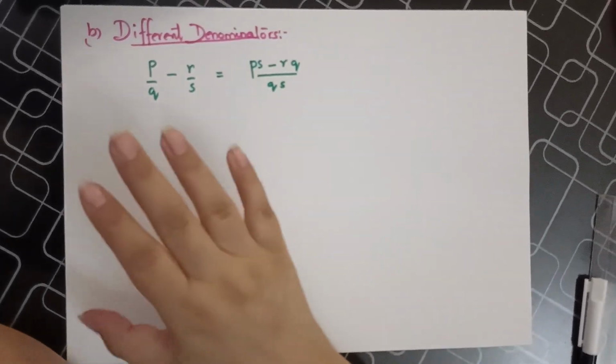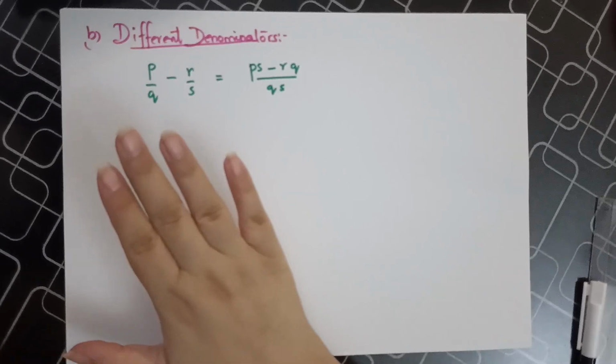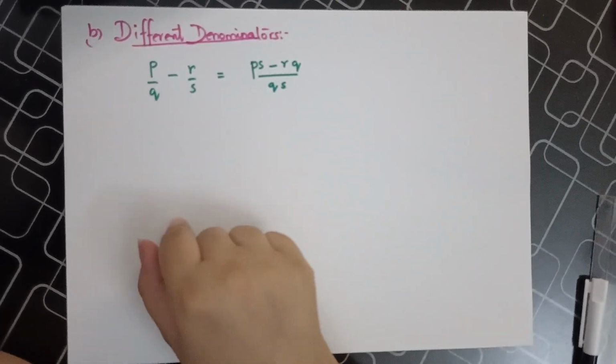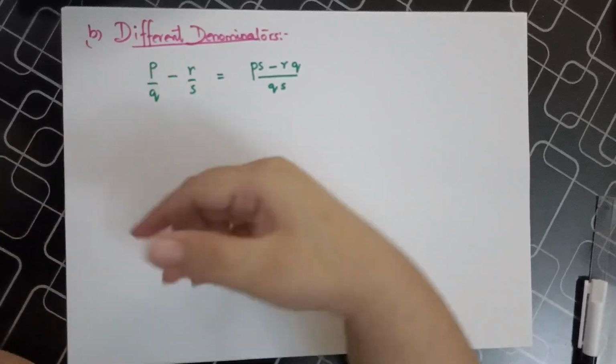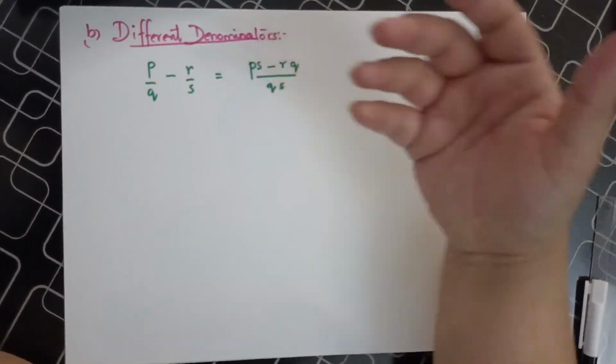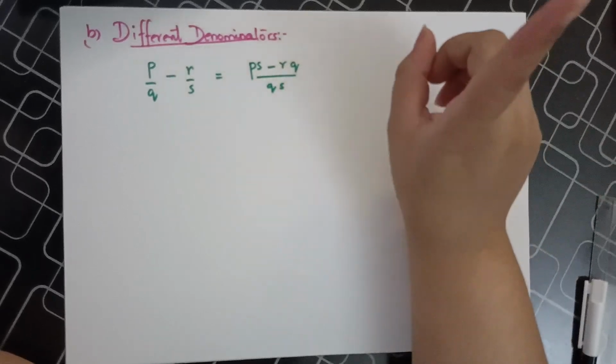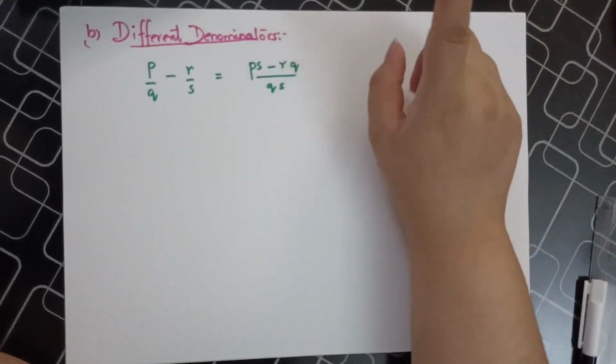Alright, now let's look at the case where we have different denominators, where the denominators of both numbers are not the same. How are we going to solve it? The first case is that you do cross multiplication.